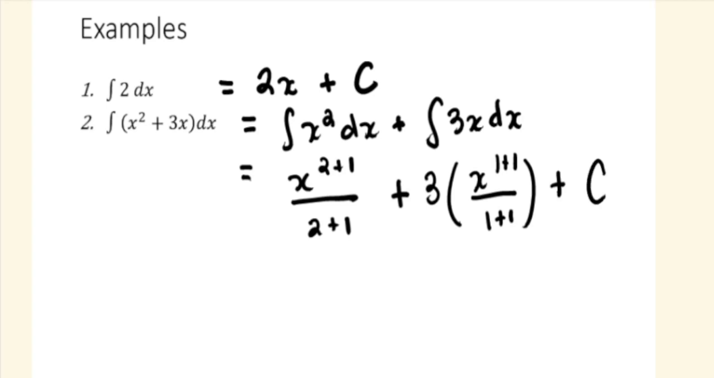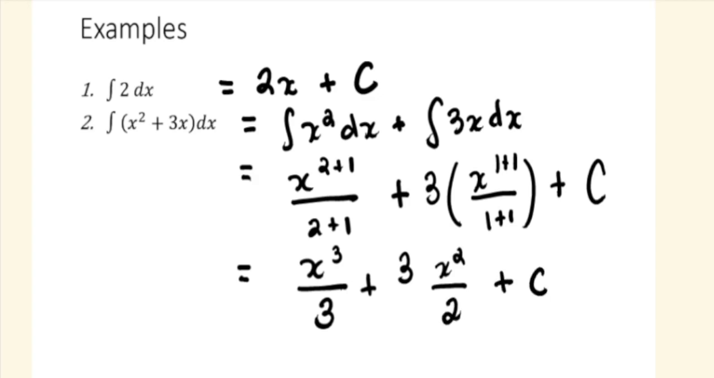Now, technically, dito, if we treat it individually, meron plus c dito, meron rin plus c dito. Pero since it's just any constant, pwede nating pagsamahin or i-condense into one constant c. Okay, so simplify. So this is x cubed over 3. And this one is 3x squared over 2 plus c. So, of course, this is our answer.